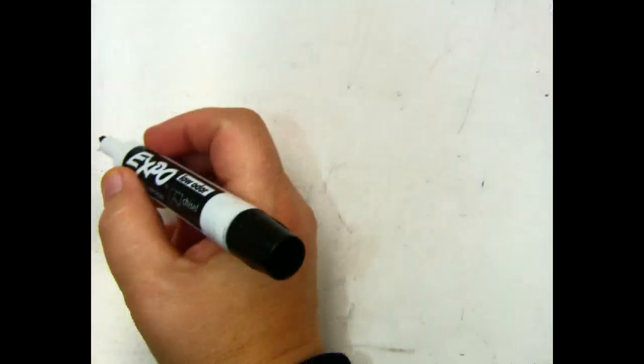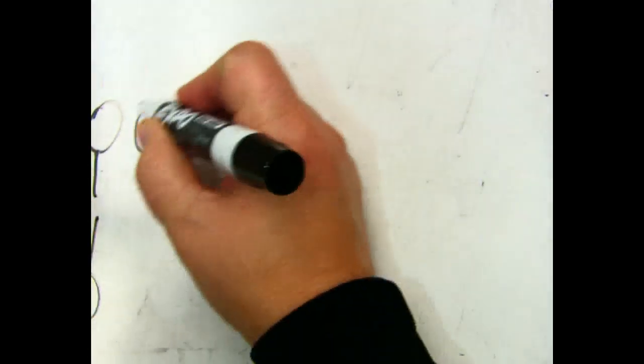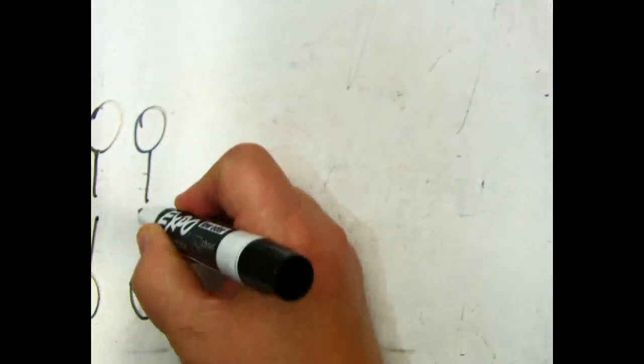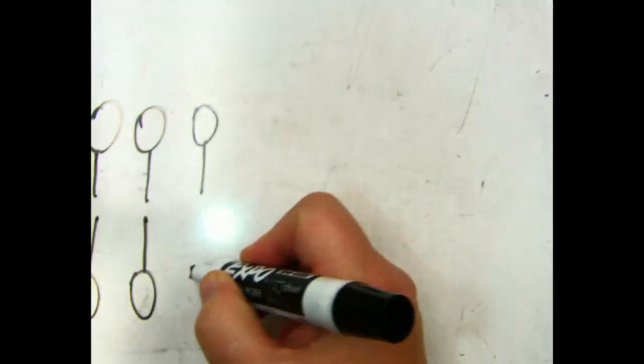So I'm just going to review the cell membrane. Notice that quite a few of you guys are still having trouble understanding how things move across the cell membrane. Okay, so the cell membrane is composed of a lipid bilayer.